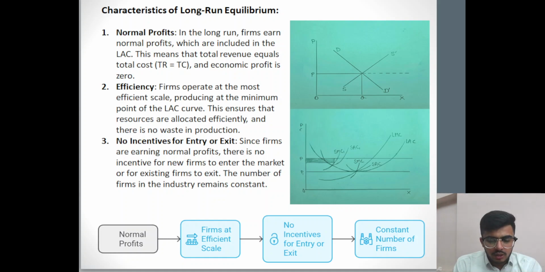This is achieved where P equals marginal cost and also equals marginal revenue, which is then also equal to minimum LAC. Normal profits, firms at efficient scale, no incentives for entry or exit, and a constant number of firms are the characteristics of long run equilibrium.